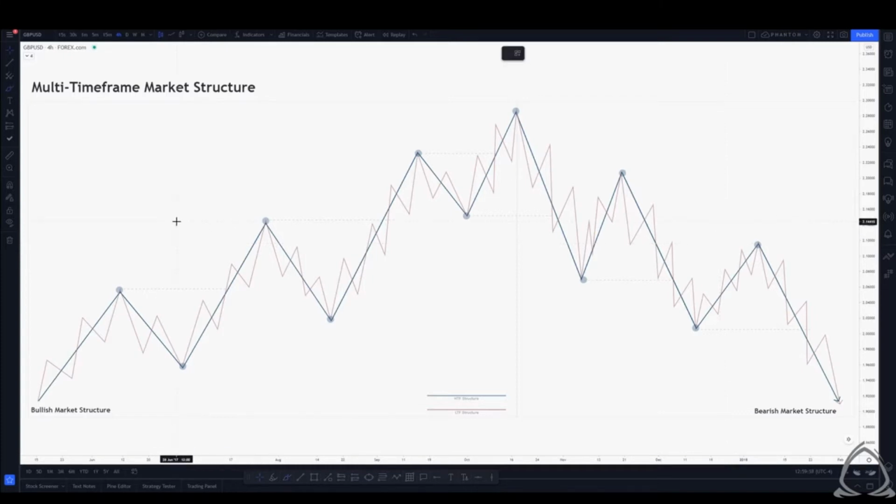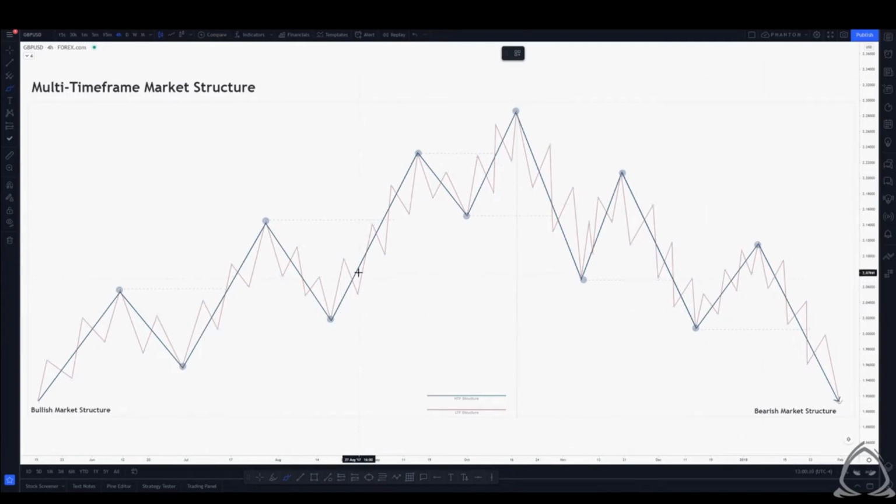And here we have a standard textbook infographic of an uptrend and a downtrend. As we can see with the uptrend, price is making higher highs, higher lows, higher highs, higher lows, higher highs, higher lows, higher highs. We then break to the downside, creating a lower low. We create a lower high. We create a lower low. We create a lower high and a lower low.